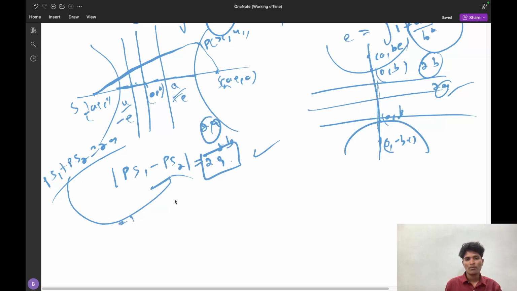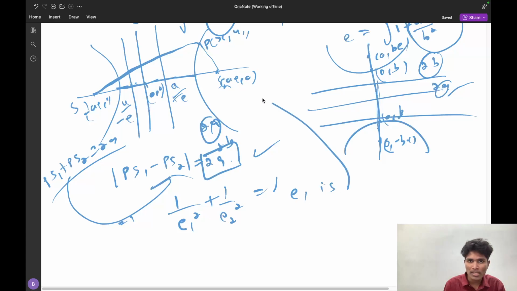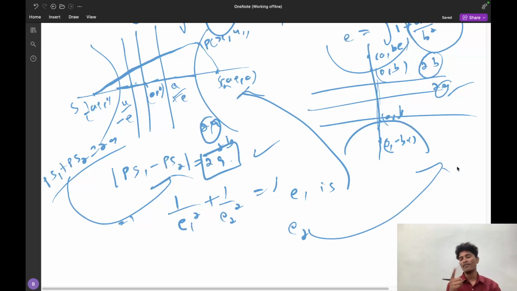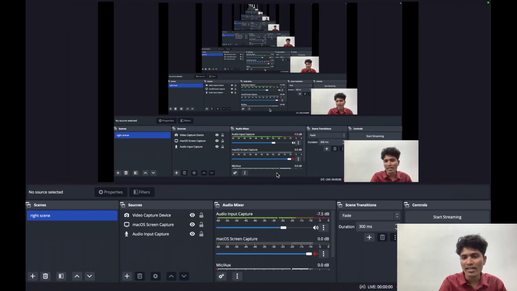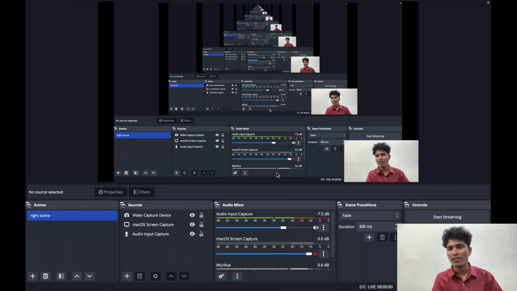And one more thing, 1 by e1 square plus 1 by e2 square is equal to 1, where e1 is the eccentricity of the normal hyperbola, this one, and e2 is the eccentricity of the conjugate hyperbola. If I take both eccentricities, square and reciprocate them, the sum is equal to 1. By using this relation, if one hyperbola is given, you can find the eccentricity of the other hyperbola. It is very, very, very important.